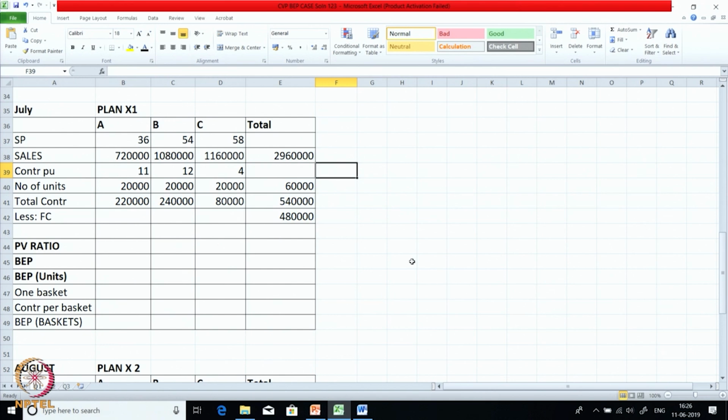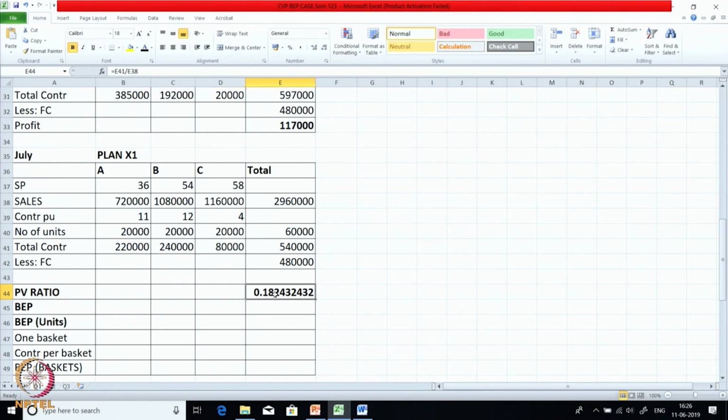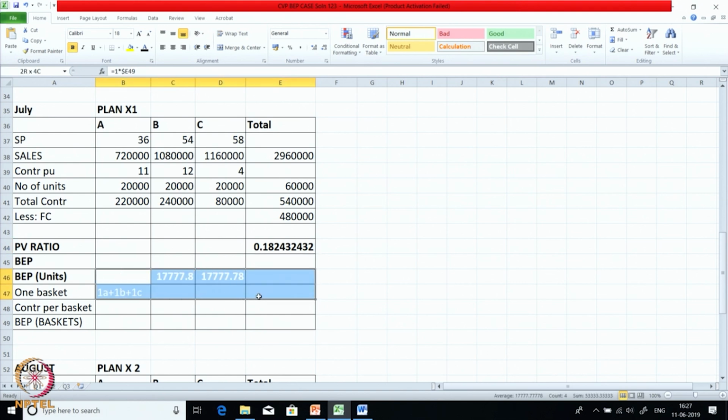We have already calculated the profit for the month of July, which is plan X1. You even know the BEPs. Only difference now is, instead of calculating the PV ratio of A, B, C, which we had done earlier, now we are trying to calculate the PV ratio for the month as a whole, treating it as a sales mix. So, if you calculate the weighted average PV ratio, what we have done is contribution upon sales is the PV ratio. So, you can get the weighted average PV ratio for A, B, C together for the month of July or plan X1. There is also another way of doing it, which is also equally interesting.